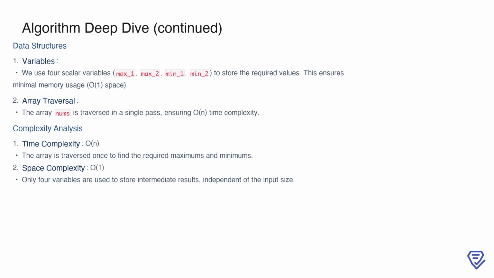This ensures that the space complexity remains constant at O(1), regardless of the input size. The array is traversed in a single pass, leading to a time complexity of O(n). This combination of linear time and constant space makes the algorithm well-suited for handling large arrays. By focusing on simplicity and efficiency, we avoid unnecessary overhead while still solving the problem optimally.